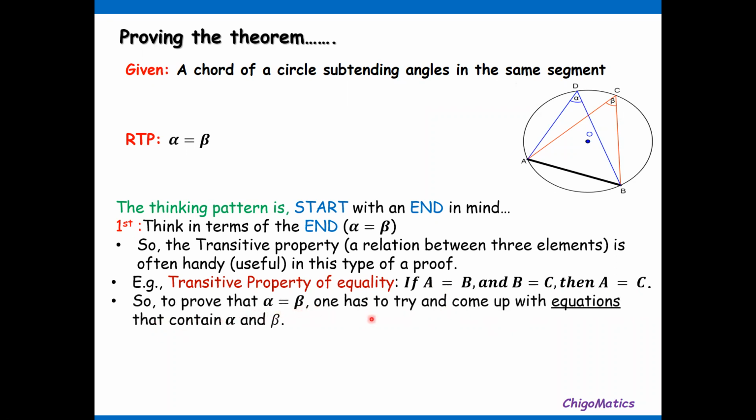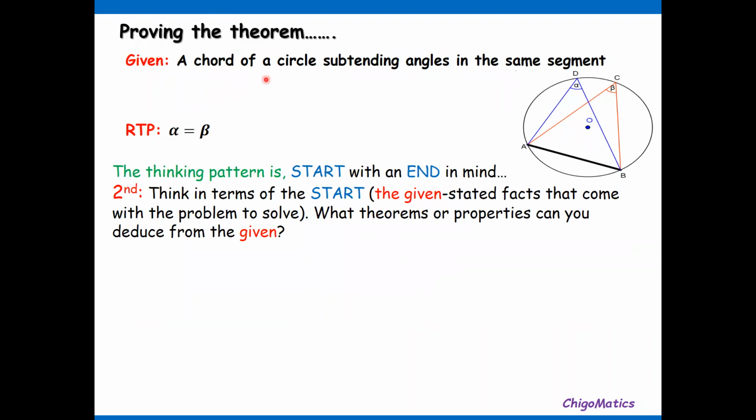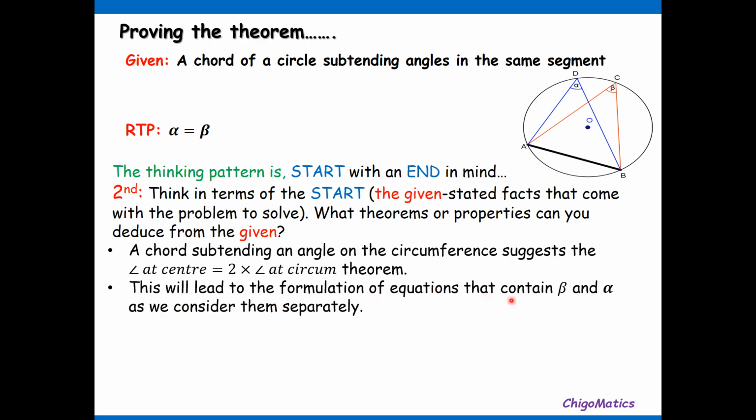So to prove that alpha is equal to beta, one has to try and come up with equations that contain alpha and beta. This would then lead to the application of the transitive property of equality. Right, now, secondly, think in terms of the start: the given, the stated facts that come with the problem to solve. What theorems or properties can you deduce from the given? A chord subtending an angle on the circumference suggests the theorem that the angle at the center is equal to twice the angle at the circumference. That is all we deduce. Then this will lead to the formulation of equations that contain beta and alpha, as we consider them separately: beta considered with the angle at the center, then alpha considered with the angle at the center.